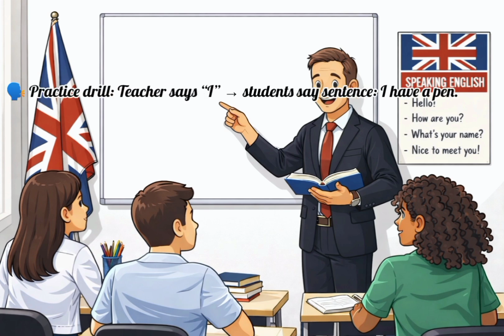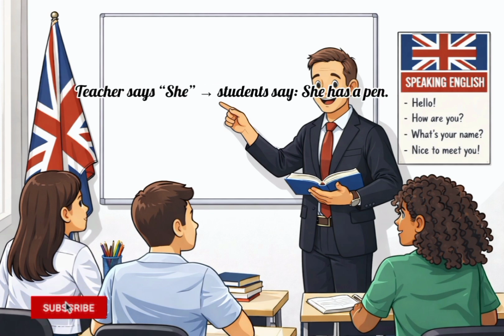Practice drill. Teacher says, I. Students say a sentence, I have a pen. Teacher says, she. Students say, she has a pen.